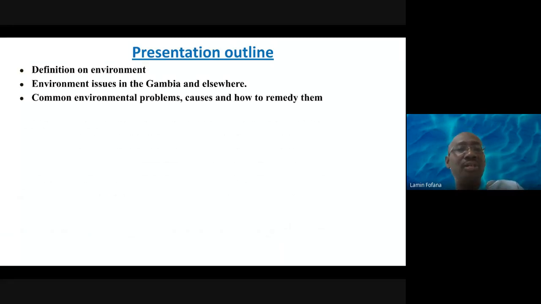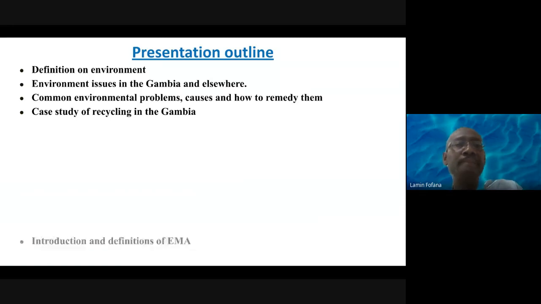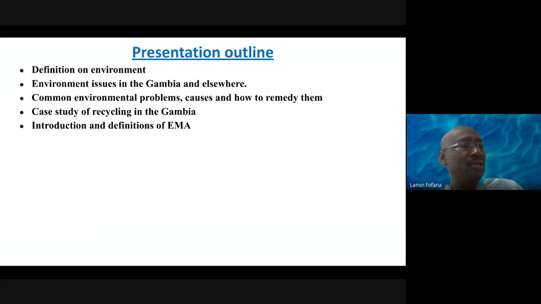Okay, so what are some of the common environmental problems? What are their causes, and how do we remedy them? Then we'll go through a case study of recycling in the Gambia. That's the good side, okay? If you talk about recycling, that means you're recycling waste, and recycling waste is like you're trying to manage your environment. You're trying to ensure that those wastes are not dumped into the environment to make them worse. Of course, the institution is still existing that is into waste recycling. I know now there are lots of them, but this is a particular one that is worth knowing.